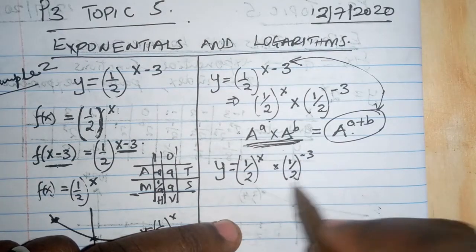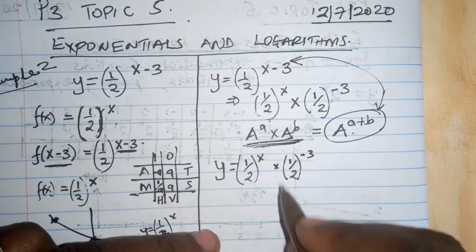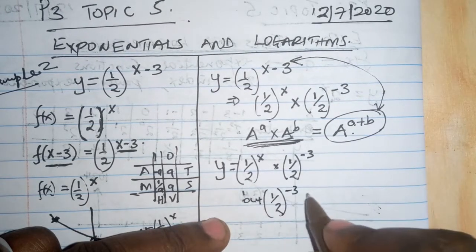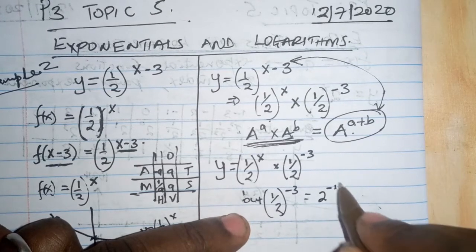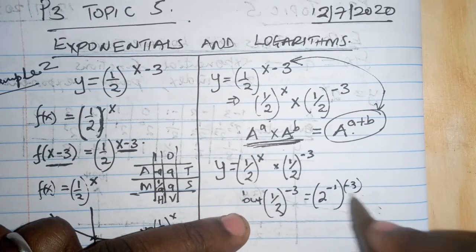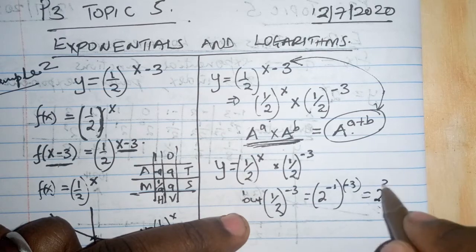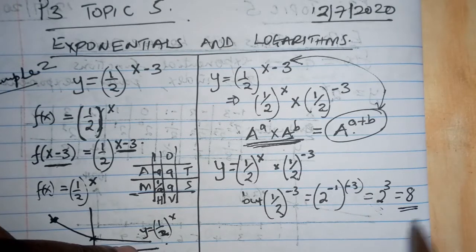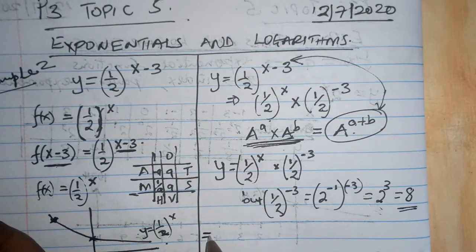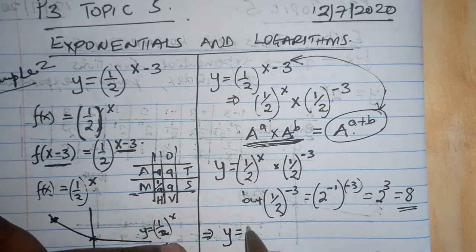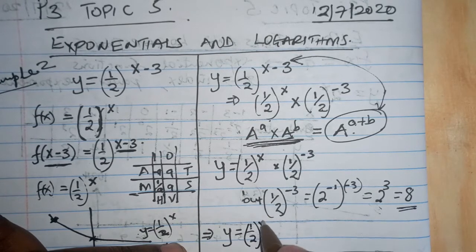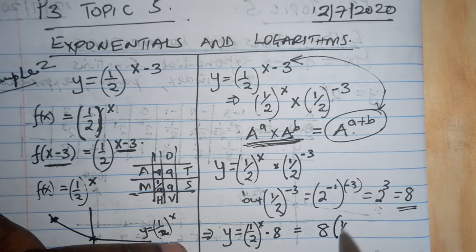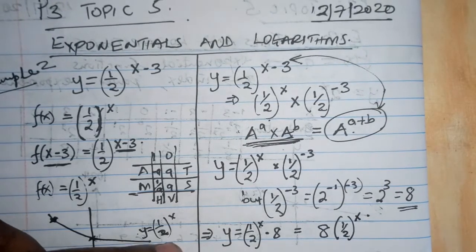And what is this? Let us talk about a half raised to power -3. A half raised to power -3 is 2 raised to power -1 raised to power -3, which is 2 raised to power 3, which is basically 8. We have seen this elsewhere. So we are going to have our new function to be y is equal to a half raised to power x multiplied by 8, or rather 8 times a half raised to power x.